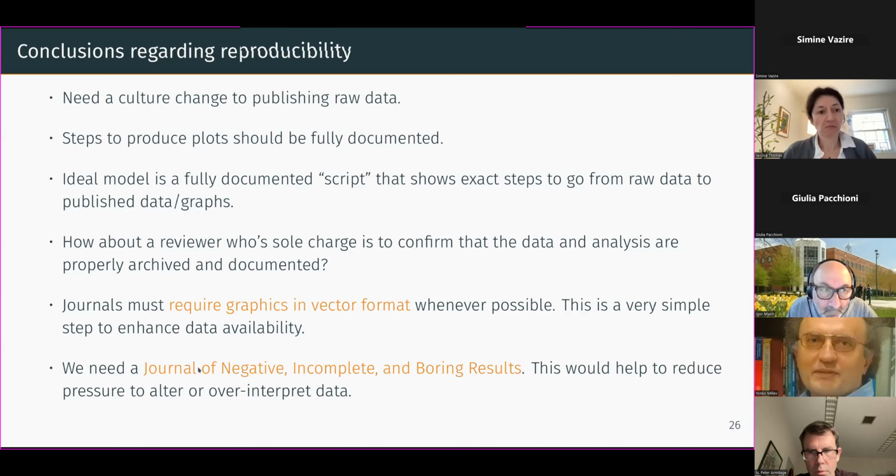And then finally, maybe perhaps a silly idea, we need a journal of negative, incomplete, and boring results, which would help reduce pressure to alter or over-interpret data. I think in economics, there's a journal called a series of uninteresting results and unsurprising results in economics. And so we need to find a way of rewarding people for getting their data out there, even if they haven't come up with a brilliant and exciting interpretation of it. That will also prevent wasted and replicated effort.